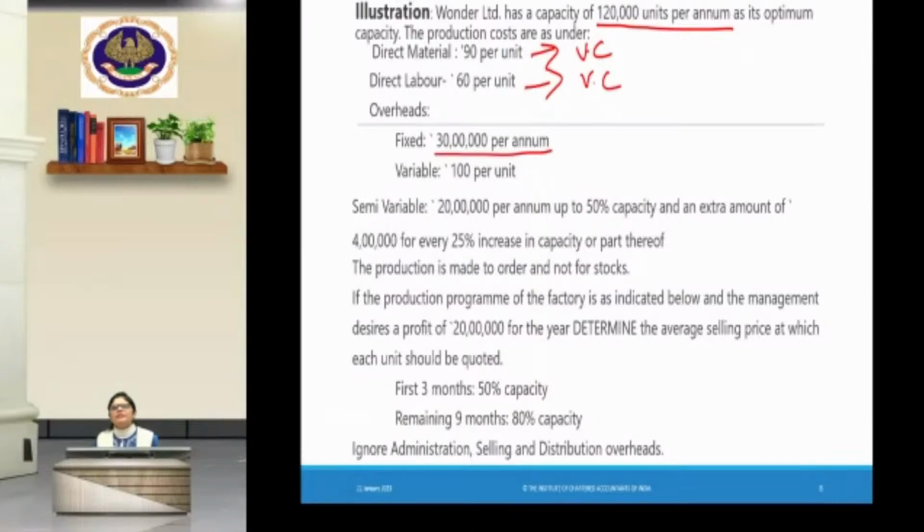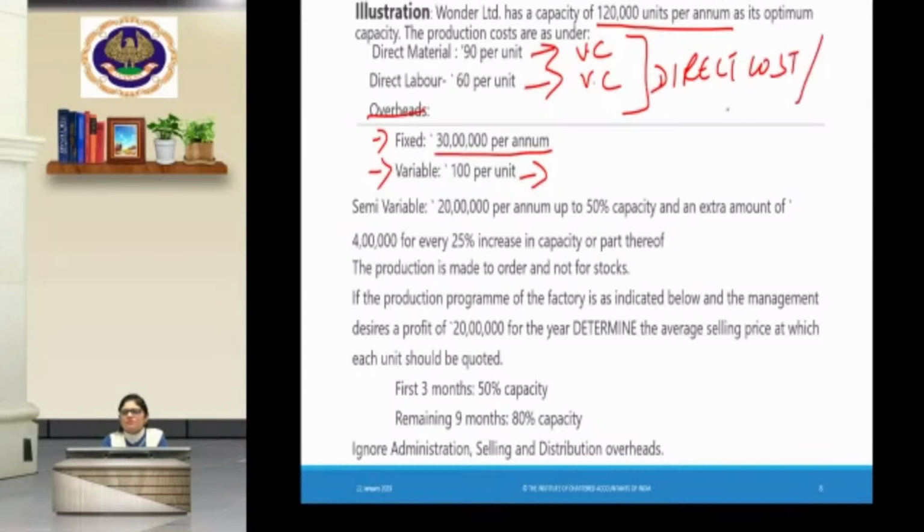It is output-based, unit-based, production-based. Fixed overheads are generally time-based. So if I'm paying a factory rent of 50,000 per month, I have to pay 50,000 per month whether I'm doing any production or not. All right. So fixed cost is generally time-based. So overheads, they are fixed also and they are variable also. So overheads are always semi-variable. So in overheads, it's always an element of fixed also and variable also. But this direct cost or prime cost is always variable.